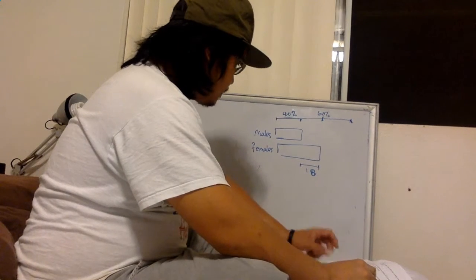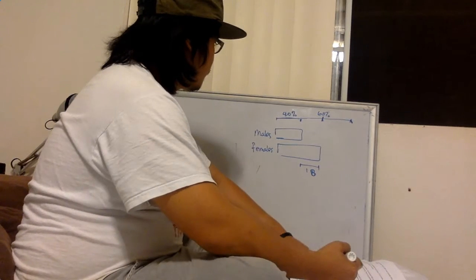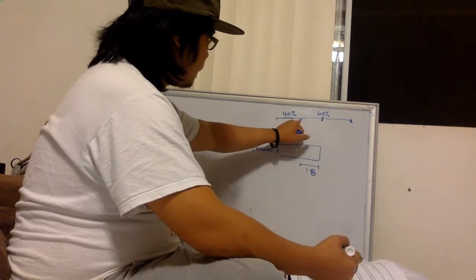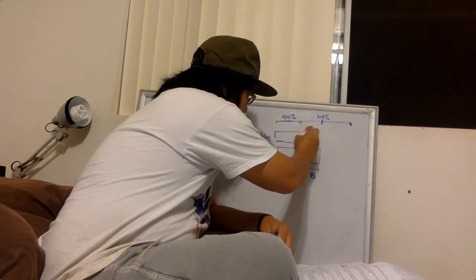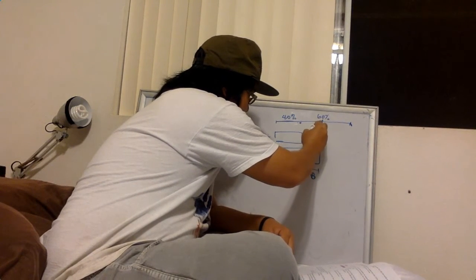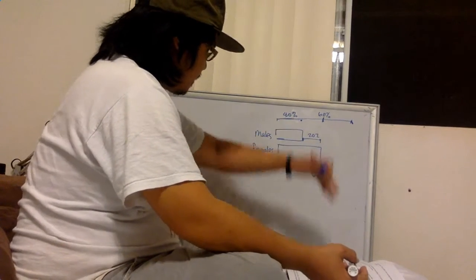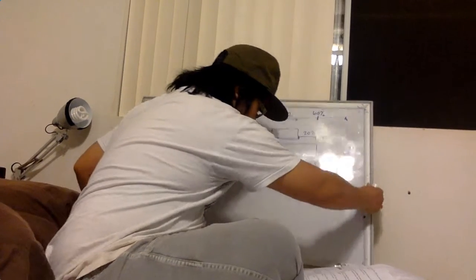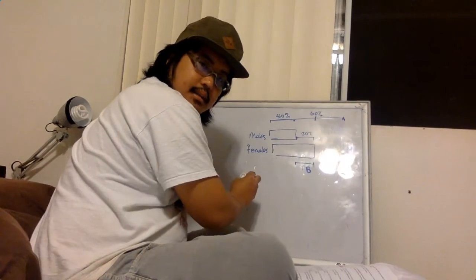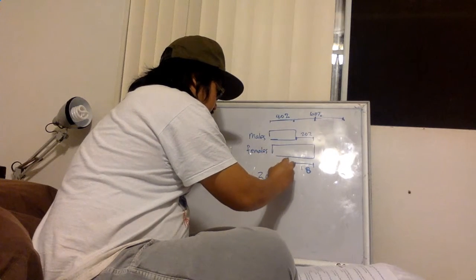So, what do I know? Oh, well, if this is 40% and this is 60%, then this bit right here is 20%, as far as percentages go. So I know a relation. I know that 20% equals 18.